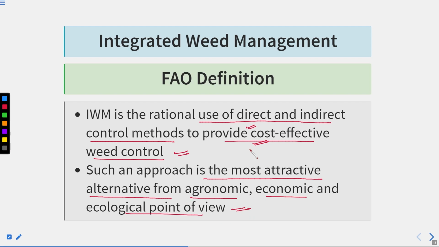So if we are having an IWM approach, then agronomically, economically, and ecologically we are having a great approach for crop production, right? We are having good crop production, we are having economic value with the help of this good growth, and ecologically also we are not affecting our environment. So in this approach we are taking care of all the agronomic, economic and ecological aspects.